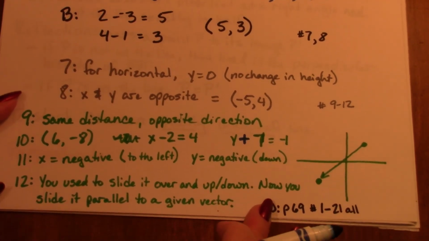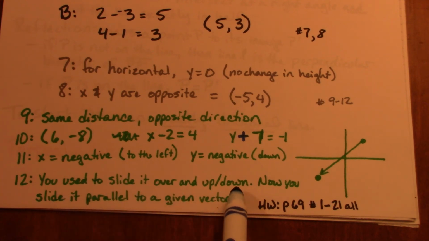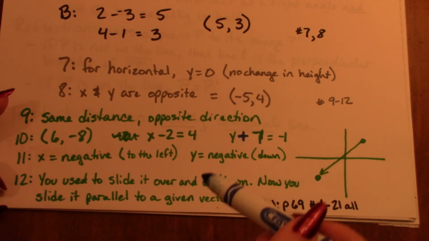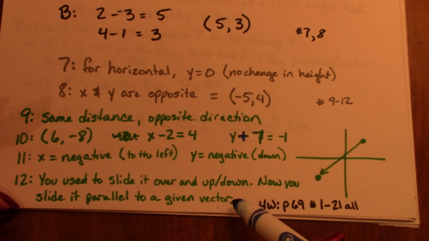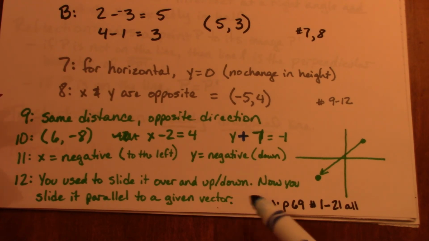And number 12, you used to slide it over and up or down. Now you slide it parallel to a given vector. So there's the x and the y movement versus along a vector direction and magnitude. So it's really just a matter of semantics.